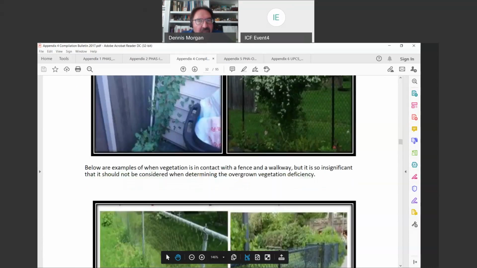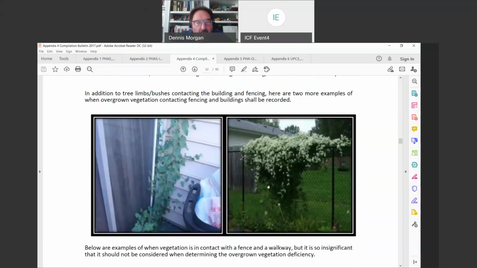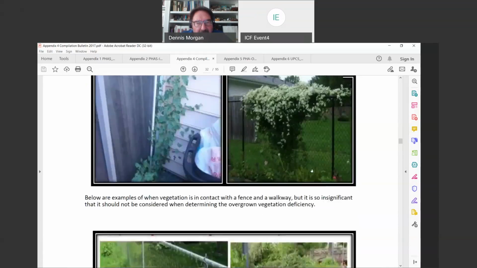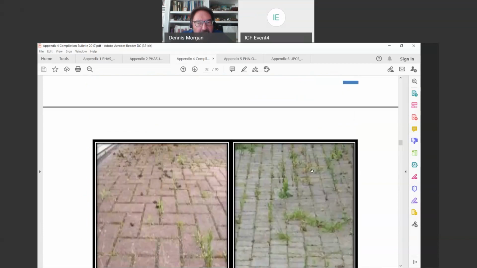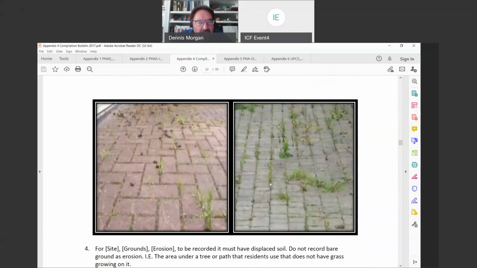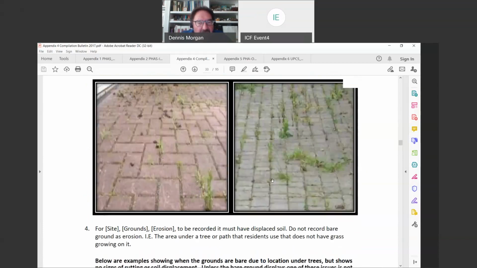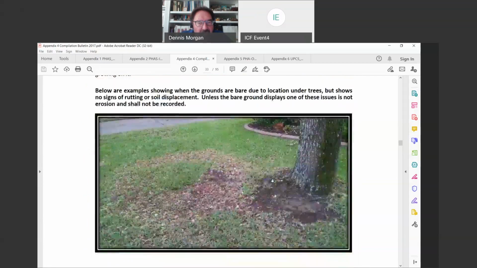However, if it is pulling that fence down or going into an interior space, those would be examples that could have an impact on that particular fence or that particular area. That small amount of vegetation there is not necessarily recorded as a deficiency.